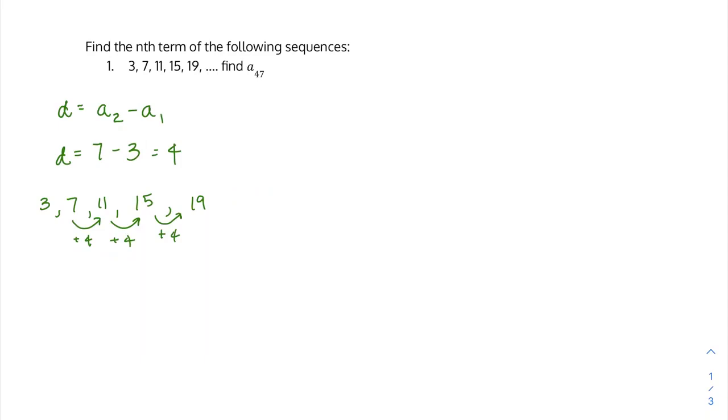Now that I know that it's arithmetic, I know I'm using this formula: AN equals A1 plus D times N minus 1. I can find the general rule by plugging in A1 and D, which gives me the formula to find any term of that sequence. Sometimes we call it the explicit formula, sometimes I call it the general rule. So that'll be AN equals 3, my first term, plus 4, my common difference, times N minus 1. A1 is your first term, D is your common difference.